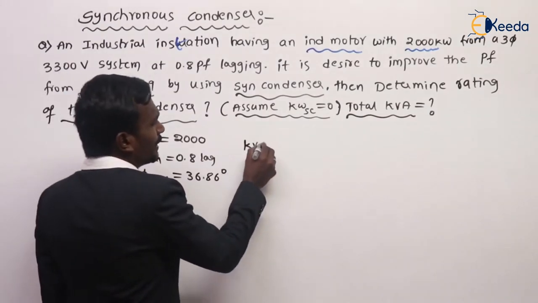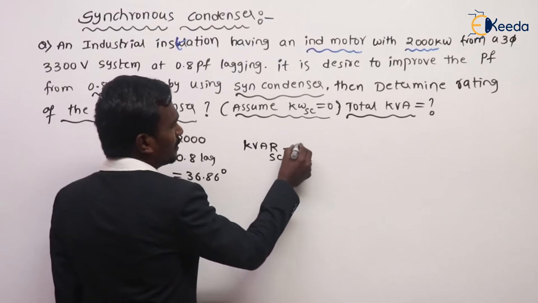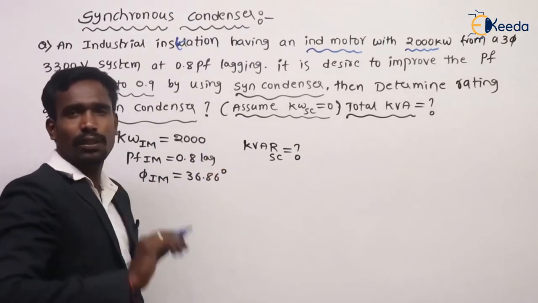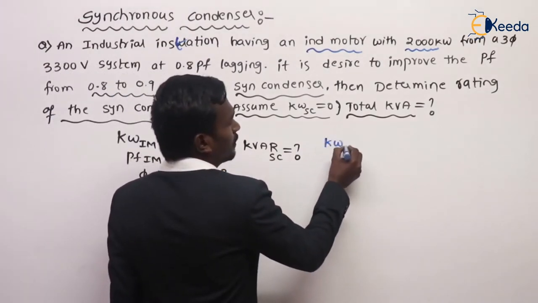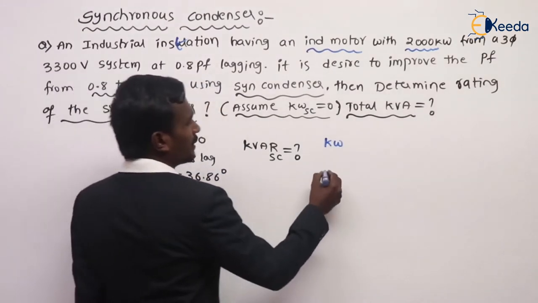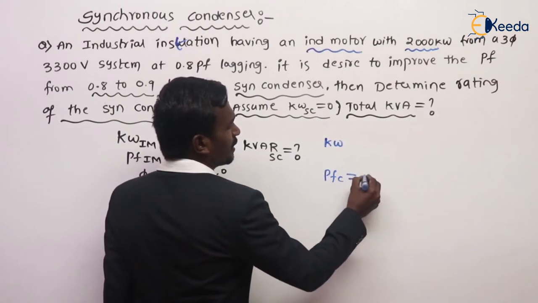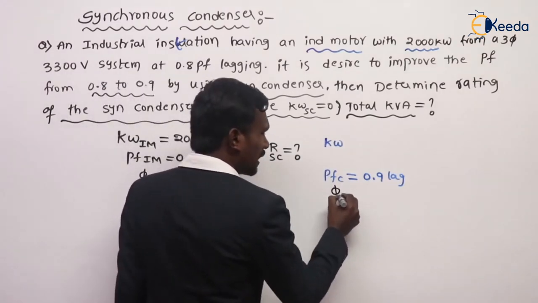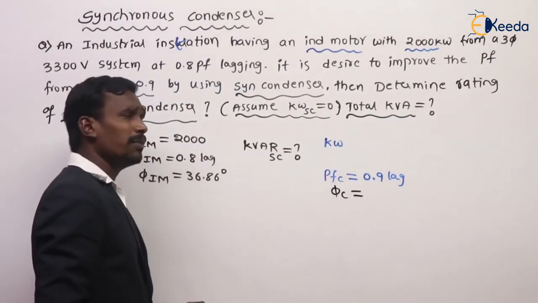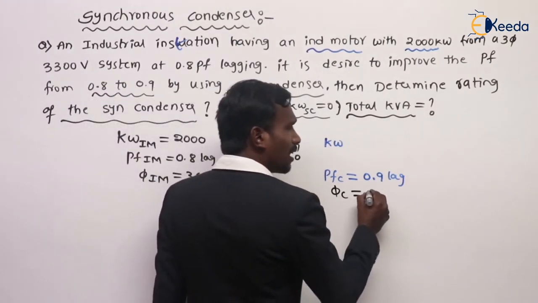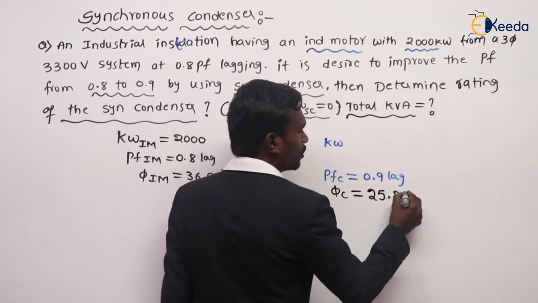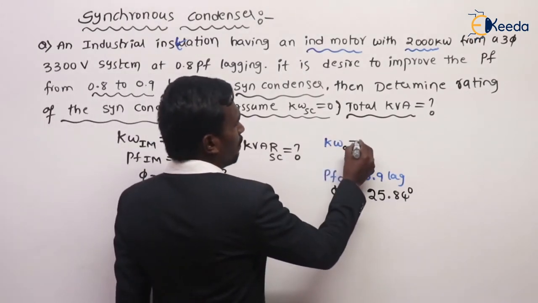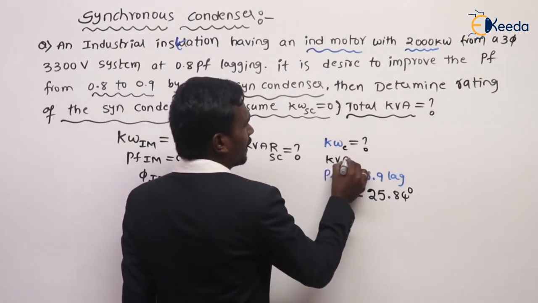And we have to find out the kVA of the synchronous condenser. This is our aim, because its kW is already 0. This is only the rating of the synchronous condenser. And they have given the combined power factor, which is equal to 0.9 lagging. What is the combined power factor angle? Cos inverse of 0.9 is equal to 25.84 degrees. So we have to find out the combined kW and combined kVAr.